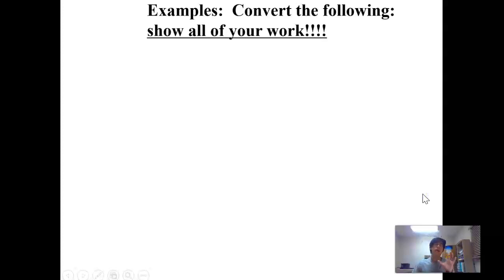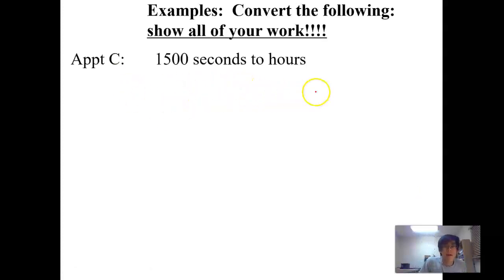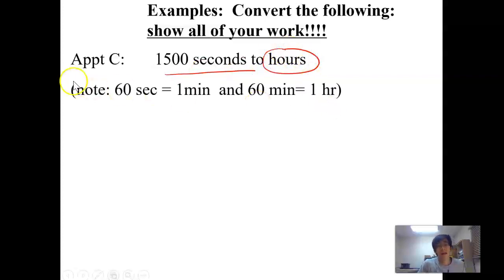Okay? 2 more, folks, just so you get the hang of it. I know these problems are super hard, so I want to expose you as much as I can. Alright, so this one we have 1,500 seconds to hours. Underline that. I'm going to circle what I'm looking for. Okay, and now once again I have 2 equivalent statements. I'm going to write down the value that I know, seconds.